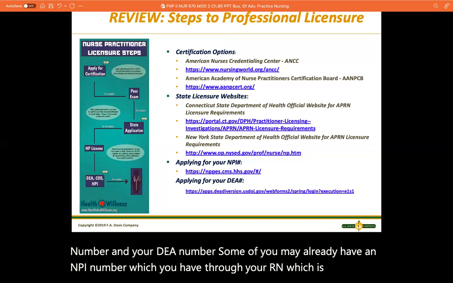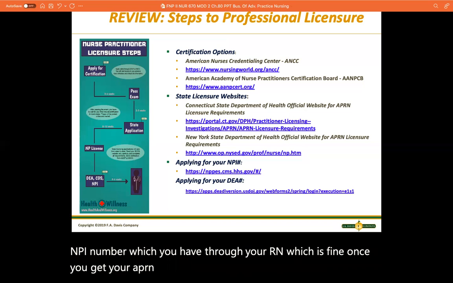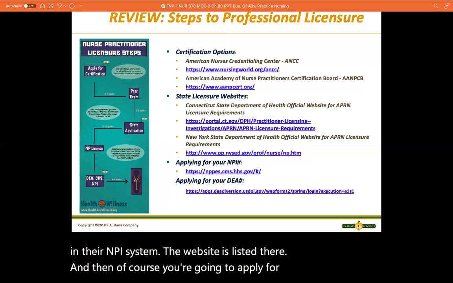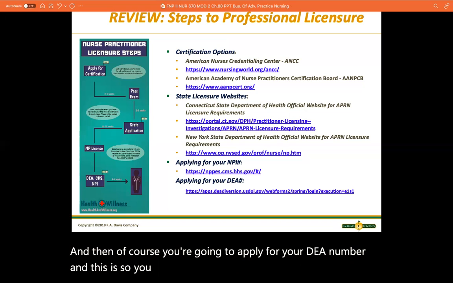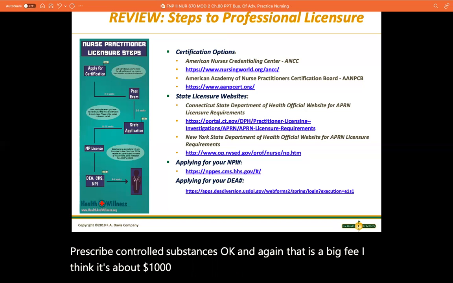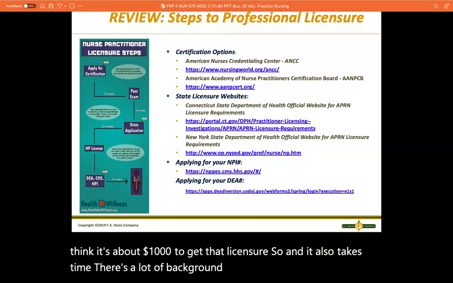Once you get your APRN license, then you can go ahead and update that in their NPI system. The website is listed there. And then, of course, you're going to apply for your DEA number, and this is so you can prescribe controlled substances. Okay, and again, that is a big fee. I think it's about $1,000 to get that licensure. So, and it also takes time. There's a lot of background checks and what have you.